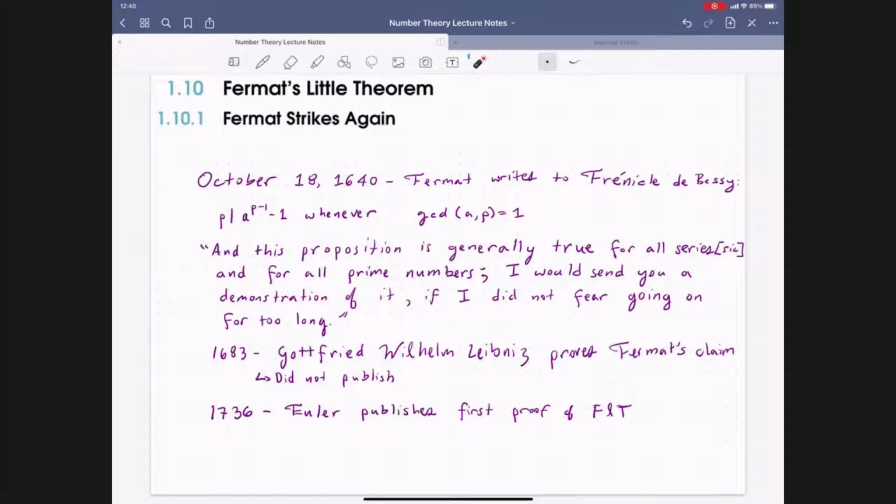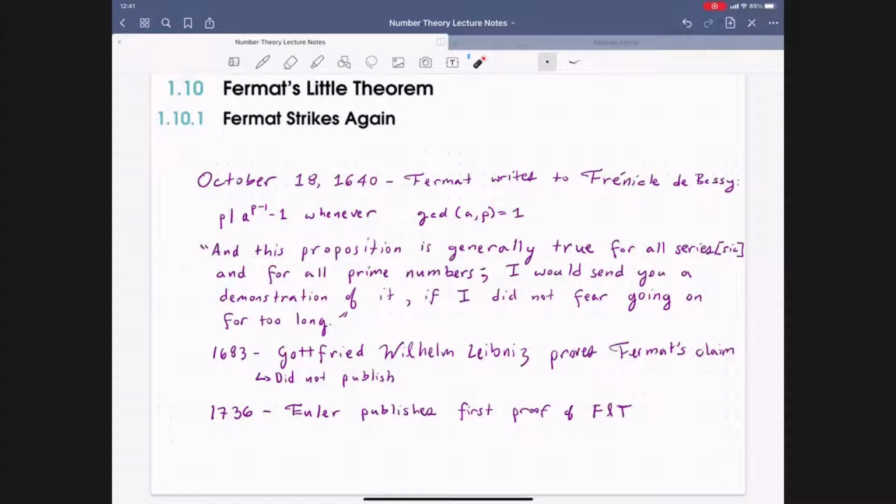mathematicians actually learned about the result even before those marginal notes were published by his son in 1665. On October 18, 1640, Fermat wrote to Frenicle de Bessy and informed him that he had proven the statement that P divides A to the P minus 1, minus 1, whenever the GCD of A and P is 1. So A and P are relatively prime. And he wrote the following down: this proposition is generally true for all series. Here, series is a reference to the numbers A. So it's generally true for all numbers A, and for all prime numbers.